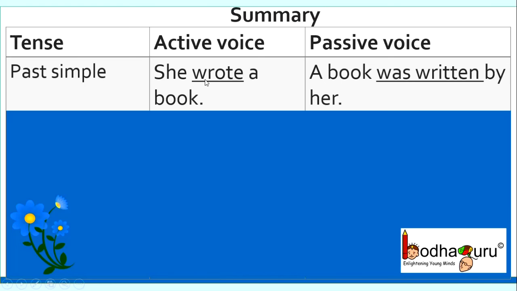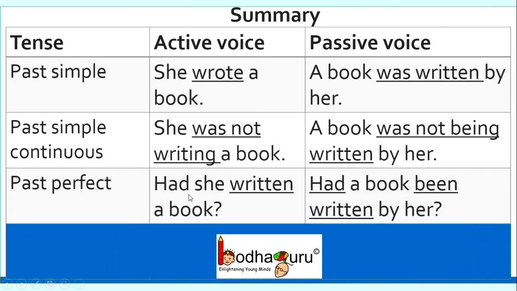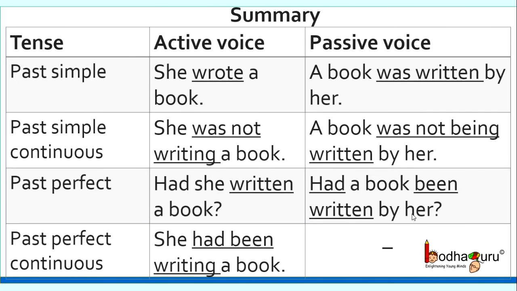Now to summarize what we learned, past simple tense. She wrote a book, and this gets changed to a book was written by her. Past continuous tense. She was not writing a book. A negative sentence. A book was not being written by her. Past perfect tense. Had she written a book? This is a question, and how does it get changed? Had a book been written by her? Lastly, past perfect continuous tense. She had been writing a book, and as we saw, there is no passive voice for past perfect continuous tense.